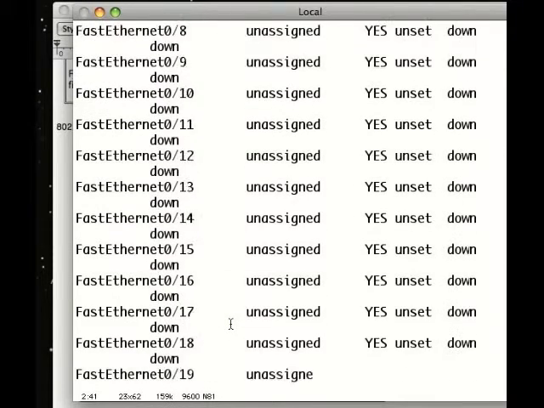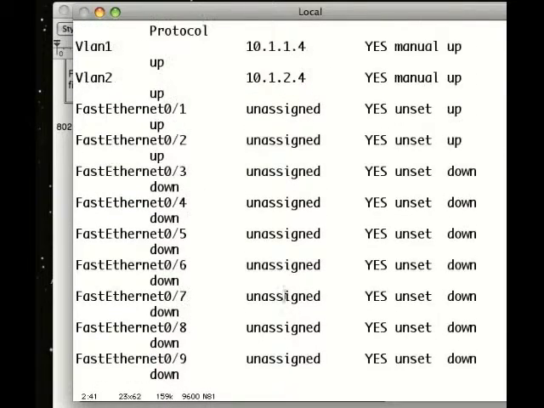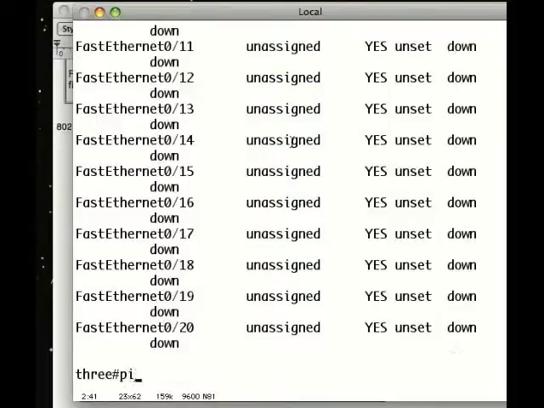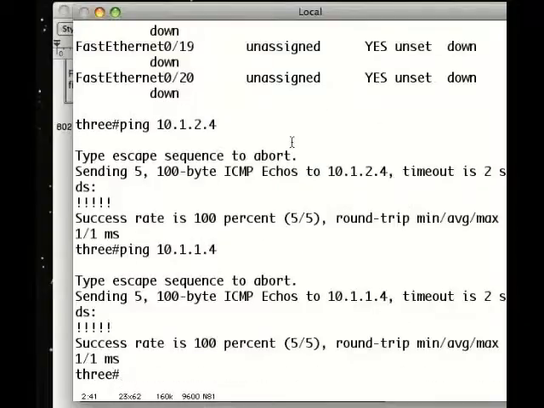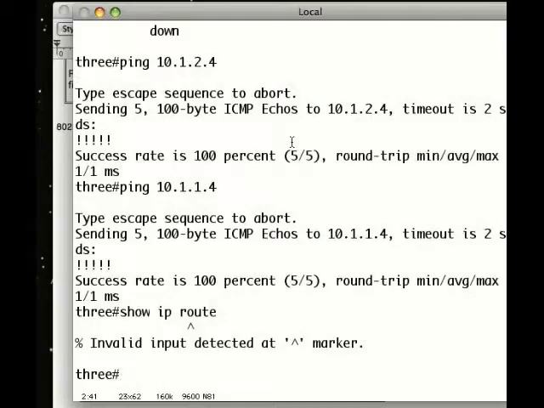And it looks like the IP address is up on VLAN 2, which is not quite what I expected. I was expecting, because this is a layer 2 switch, to have that IP address not be operational. Ping 10.1.2.4. I'm pinging my own IP address, and I can. Ping 10.1.1.4. Interesting. Show ip route.